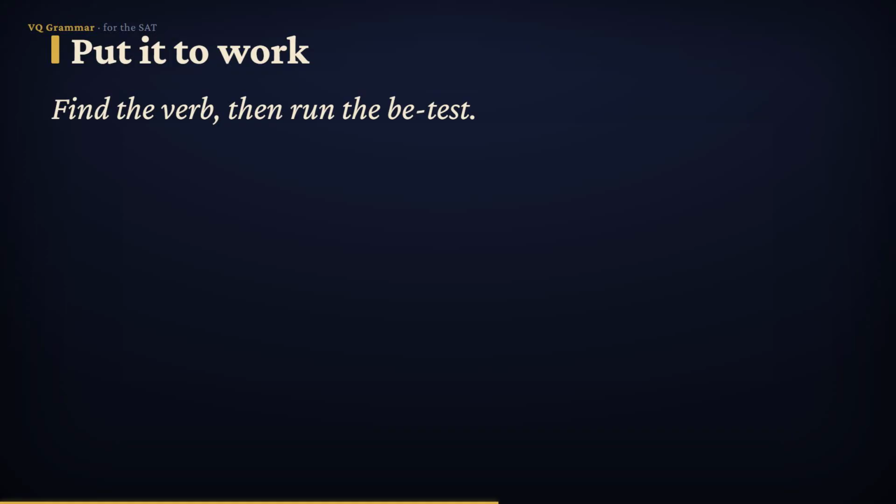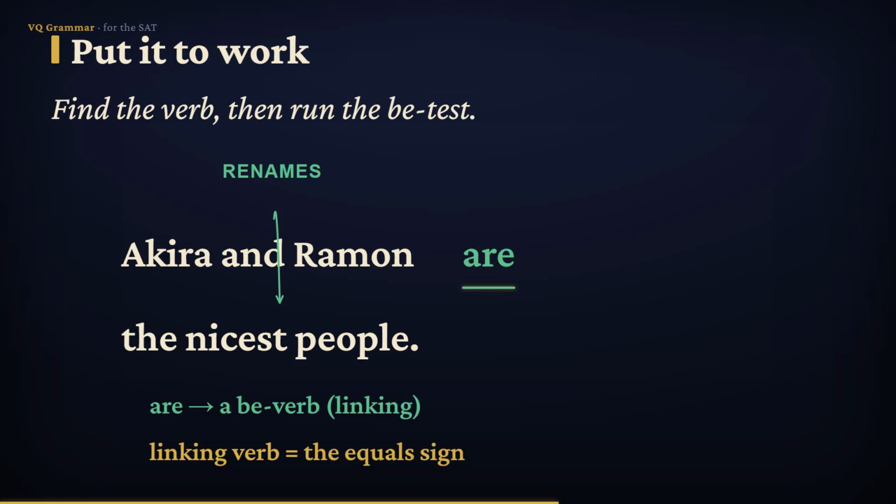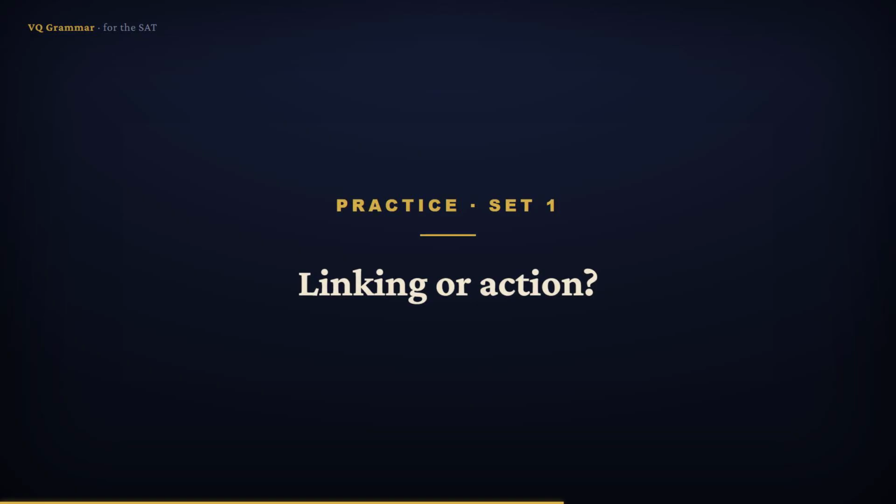Let's put it to work. Akira and Ramon are two of the nicest people I know. First, find the verb, are, a form of be. Now run the test. Well, are already is a be verb, and Akira and Ramon are people. That makes perfect sense. So are is a linking verb, connecting the subjects to people, the noun that renames them. A linking verb, working as the equal sign. Done.